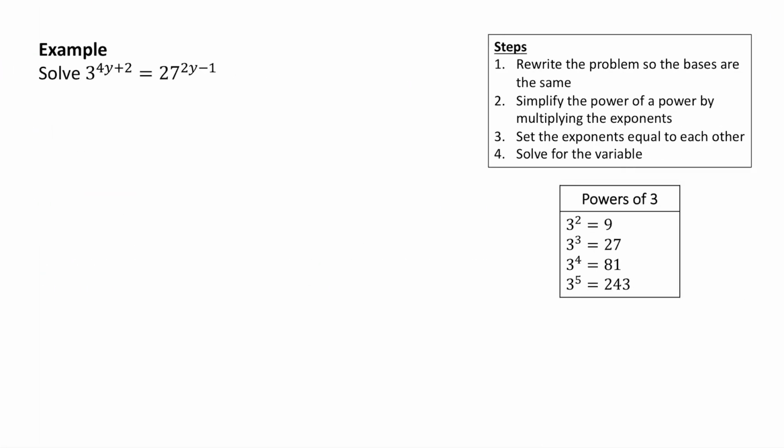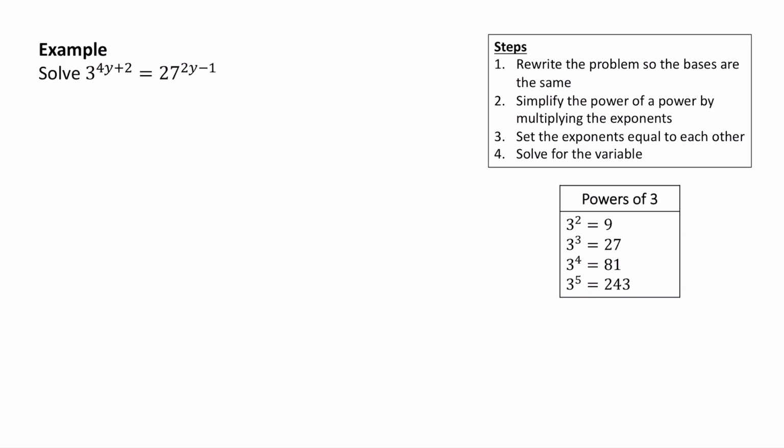So we have 3 to the 4y plus 2 equals 27 to the 2y minus 1. So what we need to do is first figure out how we're going to rewrite this problem so that we can get the bases equal to each other, okay? So what you want to do is look at that powers chart and see where we have a base that can be written the same way.